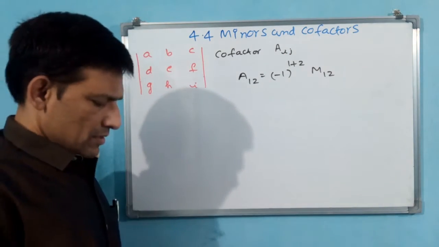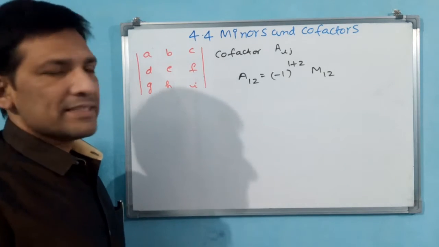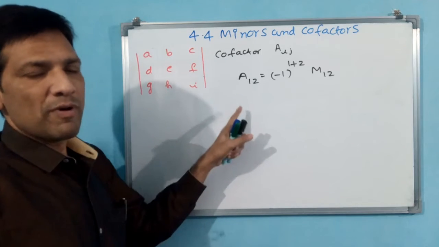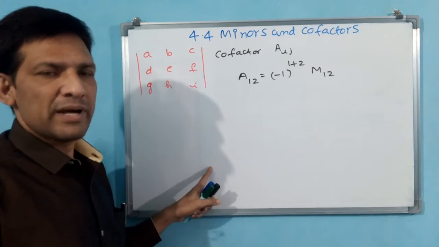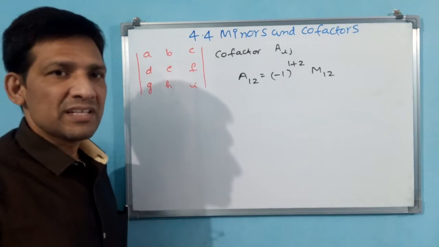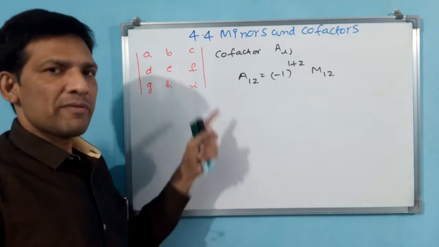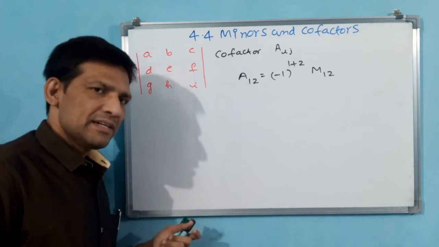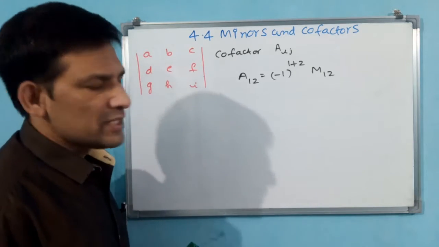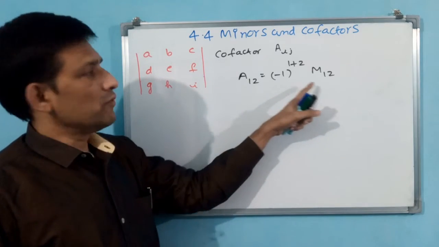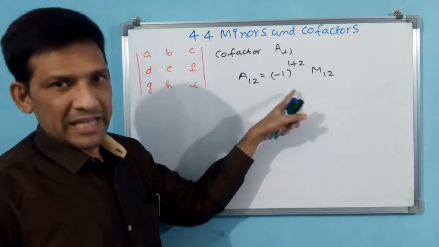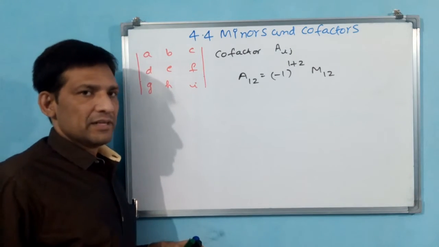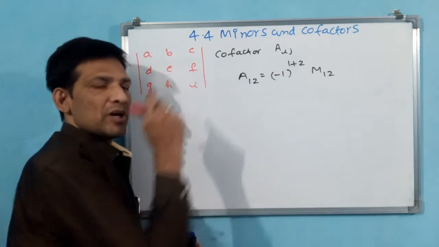Now, what is this notation? It is just a symbol. Minus 1 whole power 1 gives minus 1. Minus 1 whole power 2 gives 1. Minus 1 whole power 3 again gives minus 1. Minus 1 whole power 4 again gives positive 1. This is used for changing the sign of the minor. That means a cofactor is nothing but the minor with a sign. Minor with sign is called a cofactor.